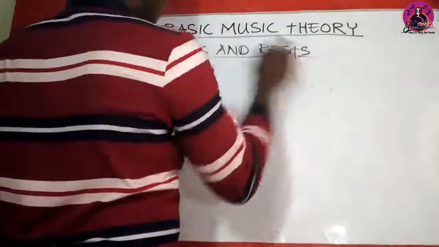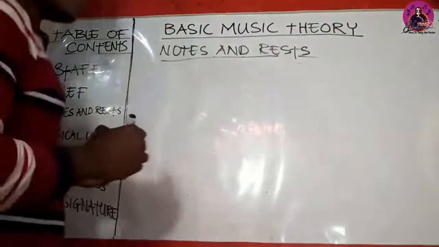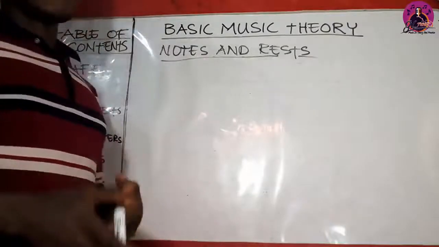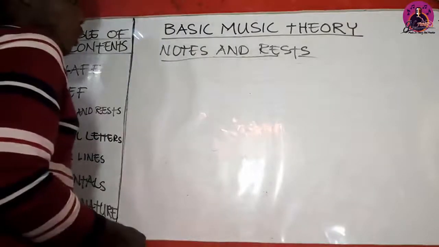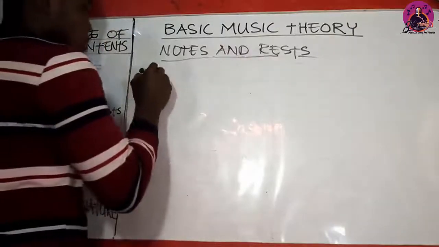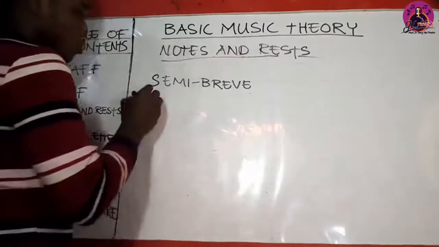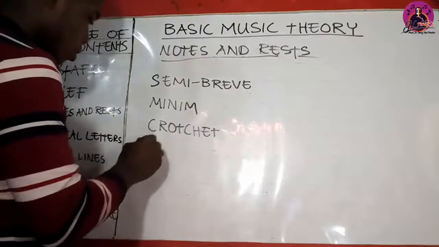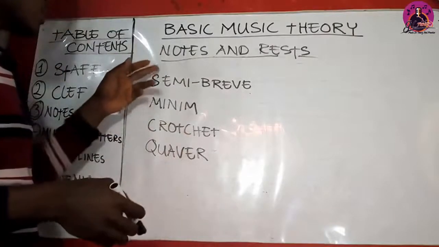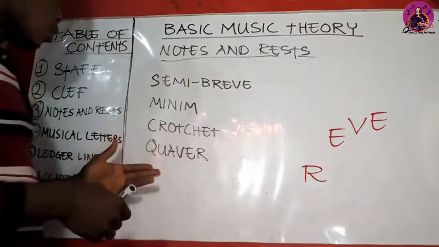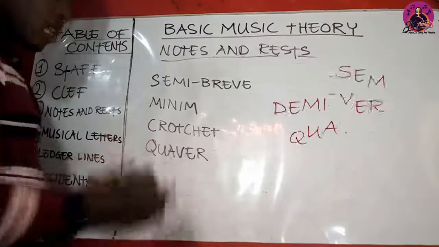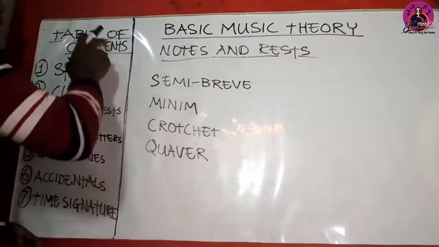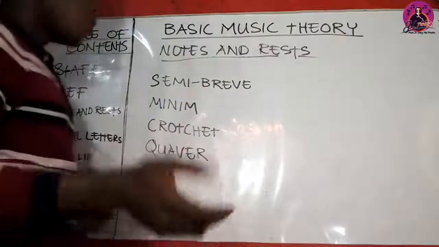Notes and rests. Now there are a number of notes, musical notes, used on the staff. That's what we call staff notation. But we're going to make use of just about 4 of them. Number 1 is the semibreve. Number 2 is the minim. Number 3 is the crotchet. Then number 4 is the quaver. There are more than this. Like there's another one called the breve. There are some others called the semiquaver. We have the demisemiquaver, hemidemisemiquaver, and so on. But we're going to make do with these 4 under the basic music theory needed to play the violin.